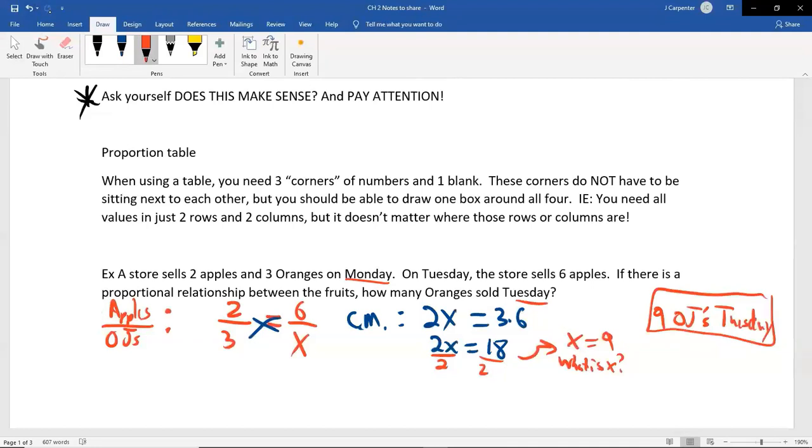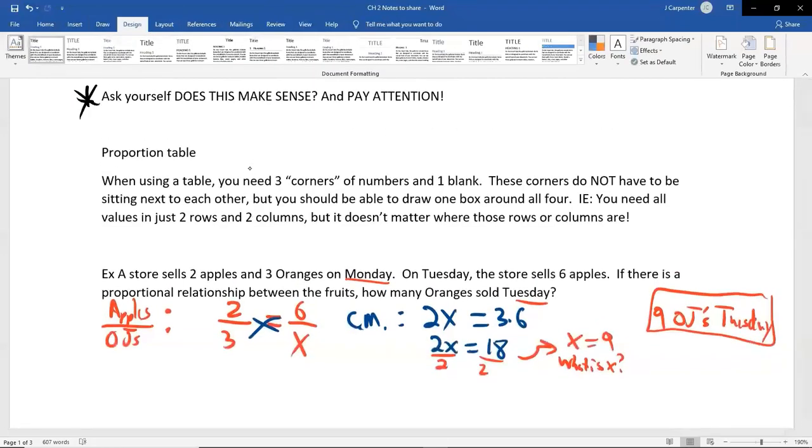Well, Monday, it was 2 apples and 3 oranges. If this is a proportional relationship, that means if the apples increase, so should the oranges, and they should be increasing in a similar manner. Now, I haven't described what that similar manner is yet, but we will shortly, probably today, maybe next class, we'll see. But I'll tell you the specifics sooner than later. So 2 apples went up to 6 apples, so the apples went up. 3 oranges went to 9 oranges, they went up. So as far as we know for now, that makes sense that they're proportional.